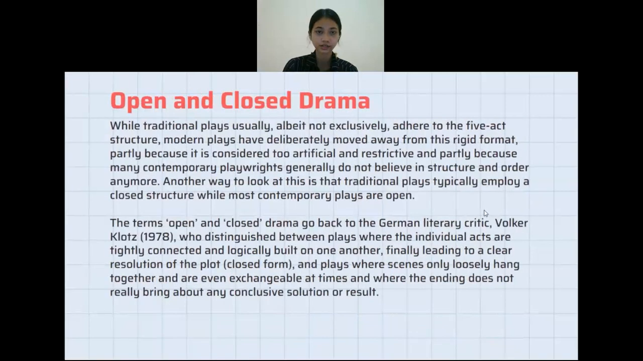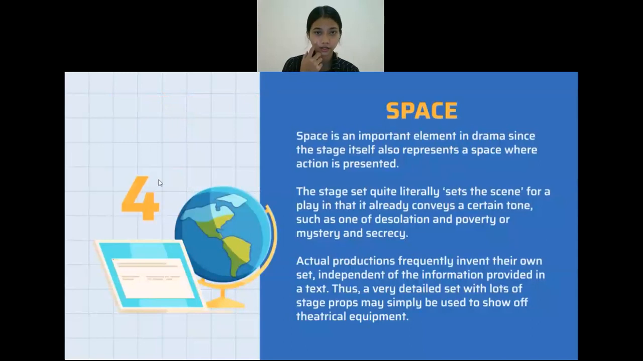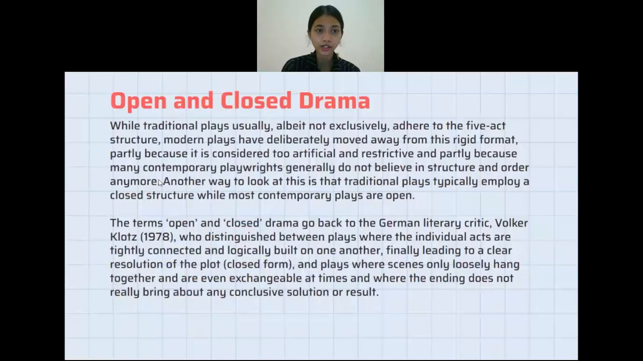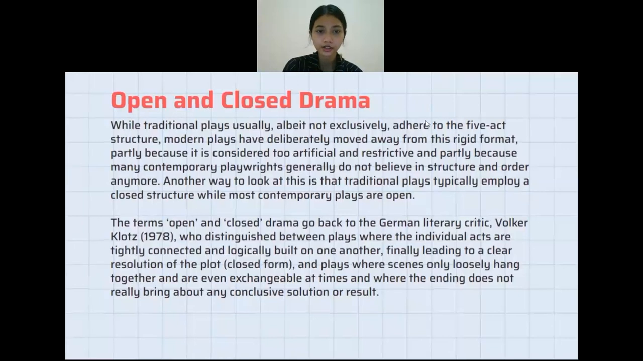Open and closed drama. While traditional plays usually, albeit not exclusively, adhere to the five-act structure, modern plays have deliberately moved away from this rigid format, partly because it is considered too artificial and restrictive, and partly because many contemporary playwrights generally do not believe in structure and order anymore.